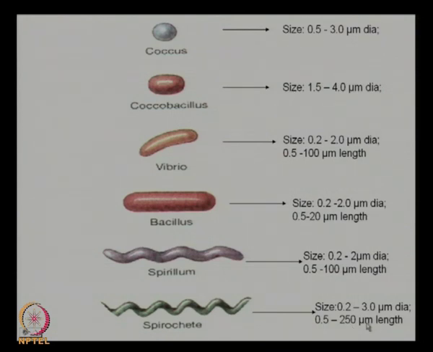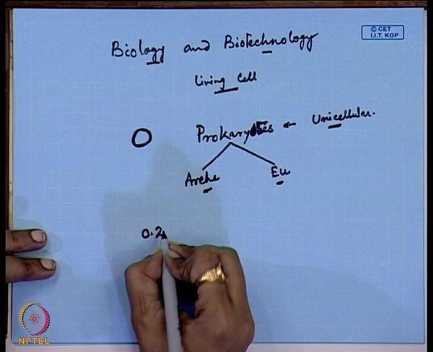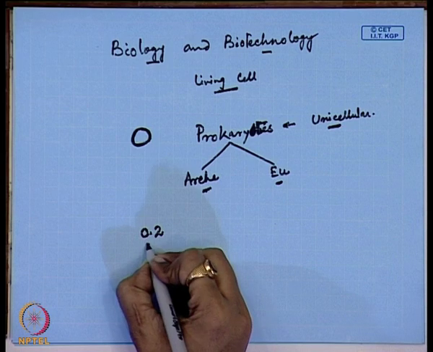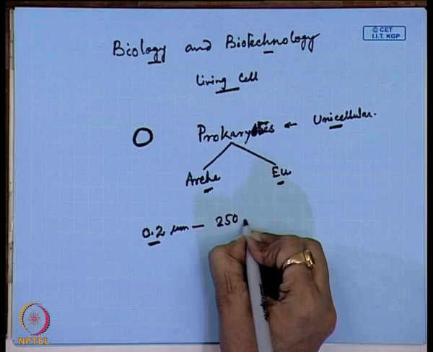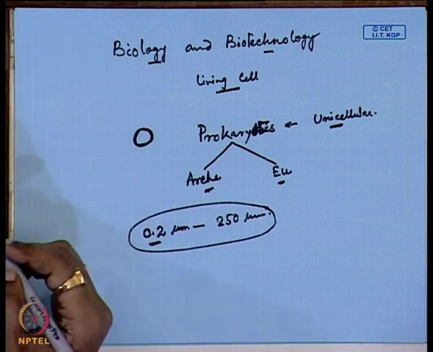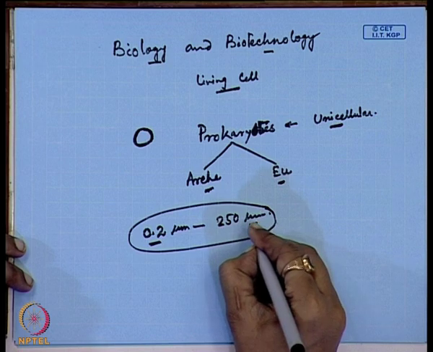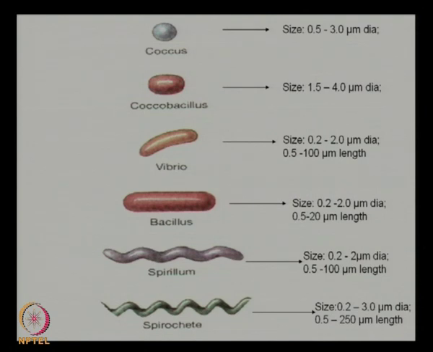So, from this particular information, what can we conclude? We can conclude that the size of bacteria, irrespective of its shape, can vary from 0.2 micrometer to 250 micrometer. So, this is the size of bacteria. You can see that it is in the range of micrometers, so you can understand how small they are.